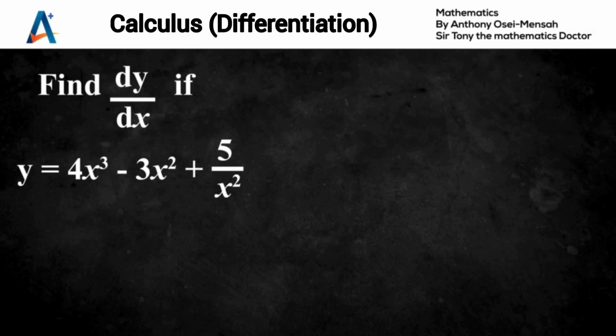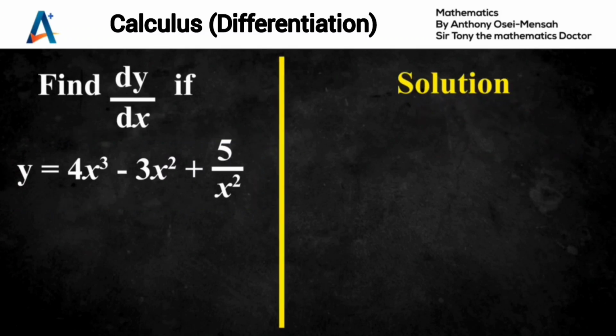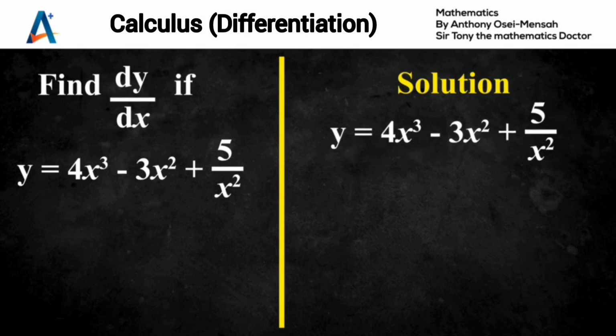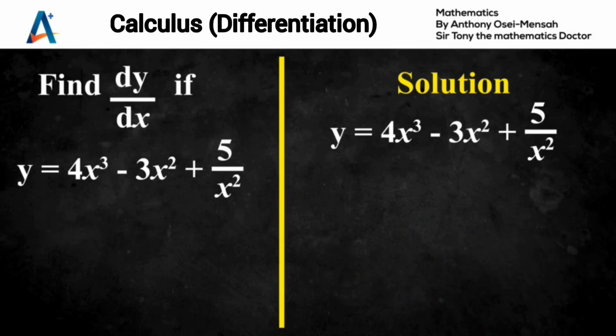This question reads, find dy dx if y is equal to 4x cubed minus 3x squared plus 5 all divided by x squared. Solution. The function is given as y is equal to 4x cubed minus 3x squared plus 5 divided by x squared. Now, this function consists of a subtraction and addition in between the terms. So this can be differentiation of sum or difference. So let's get into finding the dy dx for this particular function.